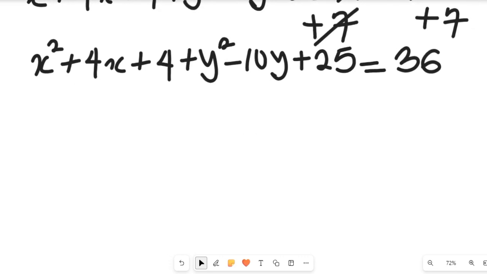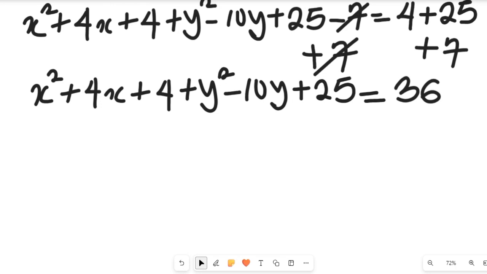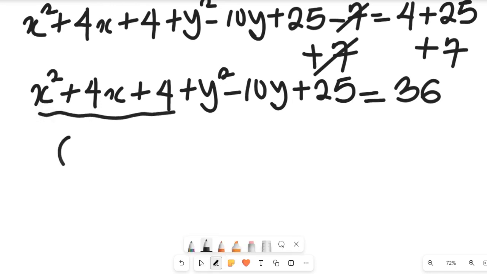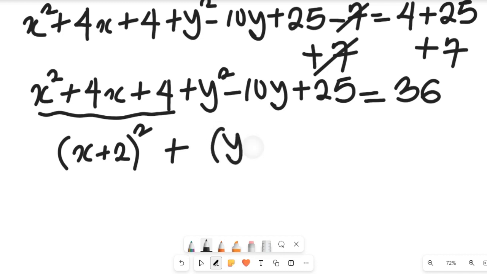We're going to simplify this whole expression. This whole expression is a perfect square, so we'll have x plus 2 all squared, right? While this whole expression is also going to give us a perfect square, where we'll have y minus 5 all squared, right? And this is equal to 36.